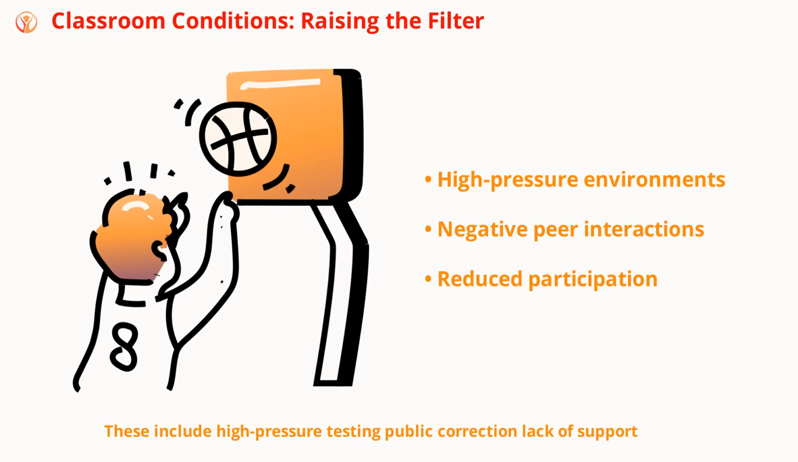Certain classroom conditions can raise the affective filter. These include high-pressure testing, public correction, lack of support, and negative peer interactions. When students feel threatened or unsupported, their willingness to participate and process input drops. Teachers should be aware of these triggers and strive to minimize them.